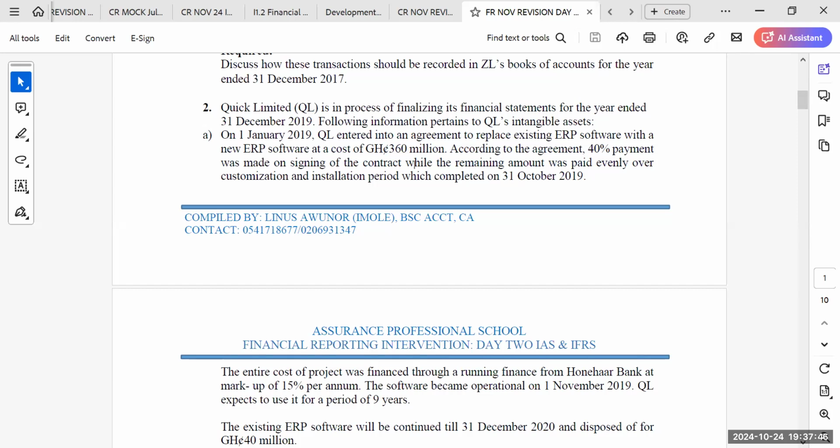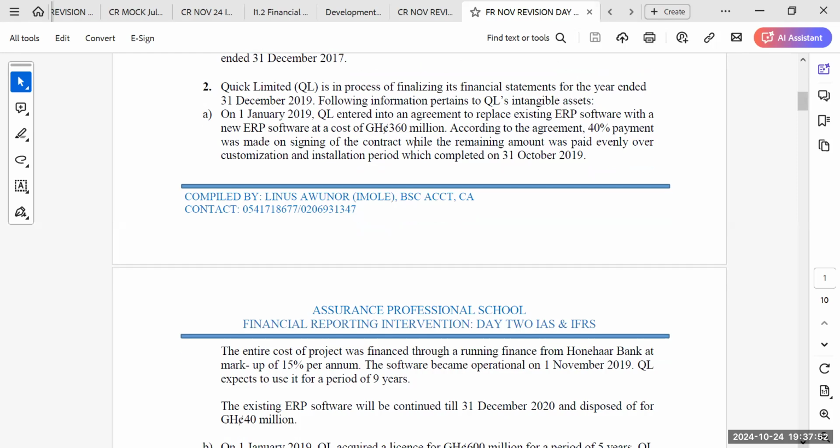The entire cost of the project was financed through a running finance from Honka Bank at a markup of 15% per annum. The software became operational on 1st November 2019. KOL expects to use it for a period of 9 years. The existing ERP software will be continued till 31st December 2020 and disposed of for 40 million Ghana cedis.